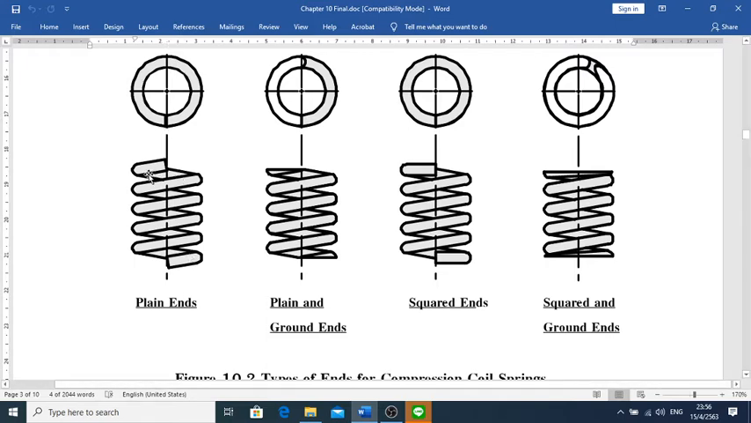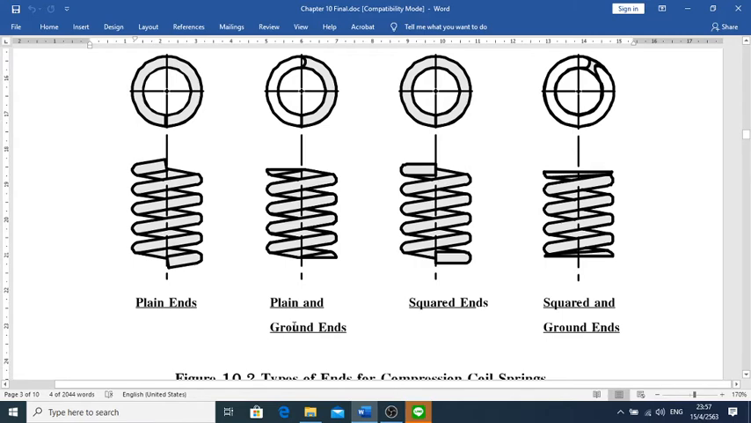We have four types of end configuration. Plain ends mean we just wind the coil spring around a post and cut it in that manner, not quite uniform. Then we have plain ends, and then we grind the top parts of the spring; we call it plain and ground.